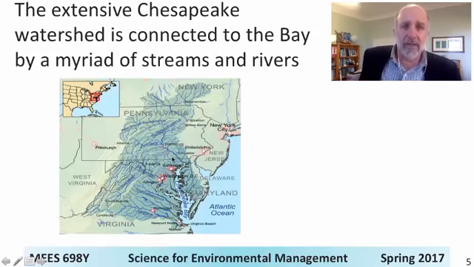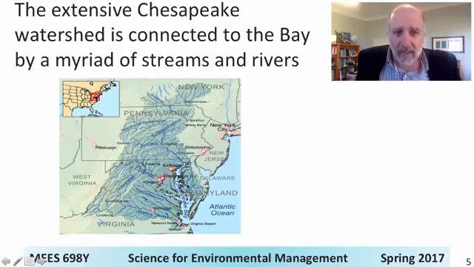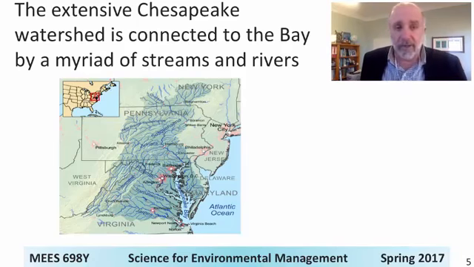And then the myriad of streams and rivers are shown on this map, which shows the major tributaries like the James, York, Rappahannock, Potomac, Patuxent, the Susquehanna, of course, and even our eastern shore rivers, but they're all bifurcated with lots of smaller streams. So you really can't go very far in the Chesapeake watershed if you walk in a straight line without encountering a tributary of the bay.